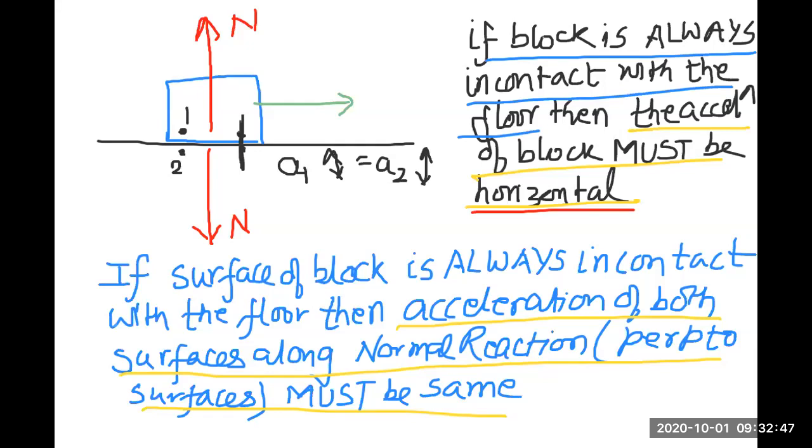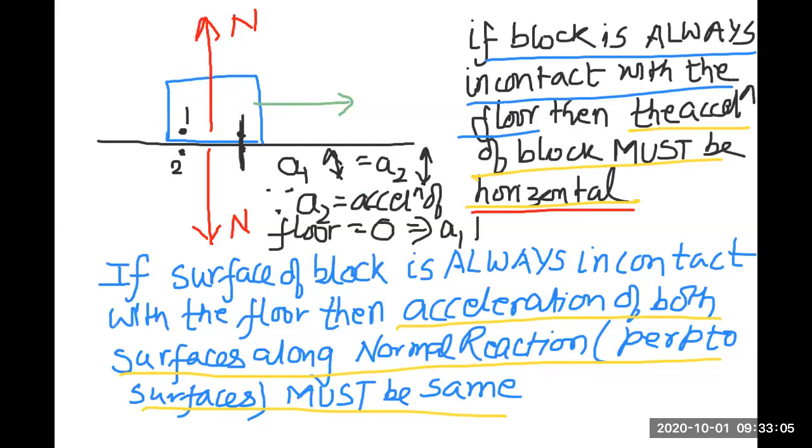So in this case, since A2 is equal to the acceleration of the floor, which we know is equal to 0, this implies that A1 in the vertical direction must be equal to 0, and therefore the block can only have horizontal acceleration. Right? This is the logic behind the statement.